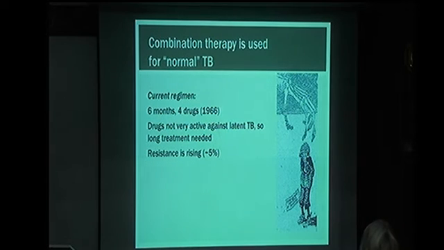So for normal TB, we use a combination therapy, usually 6 months, 4 drugs. And those drugs are not new drugs, those are old drugs. I think the latest was in 1966. So we need a long course of treatment.